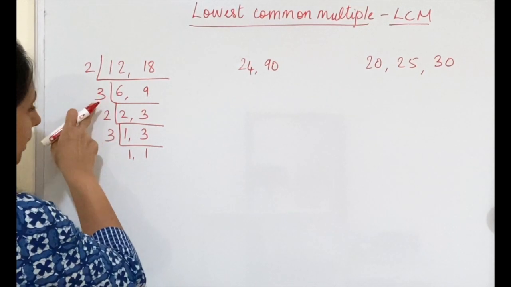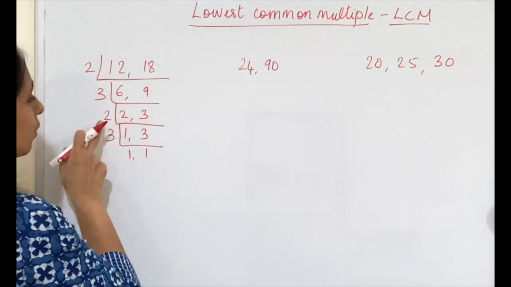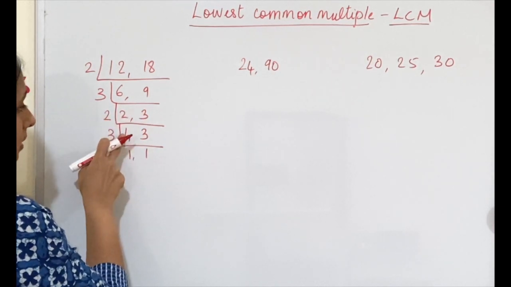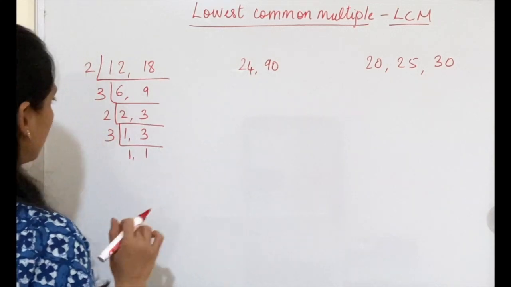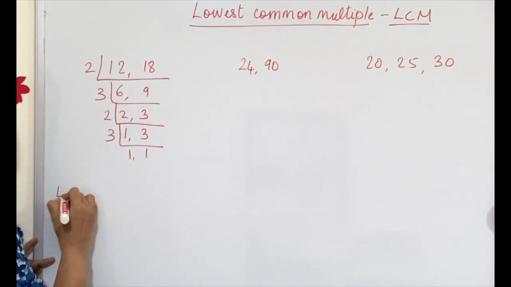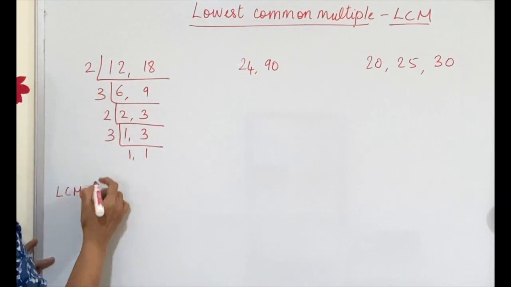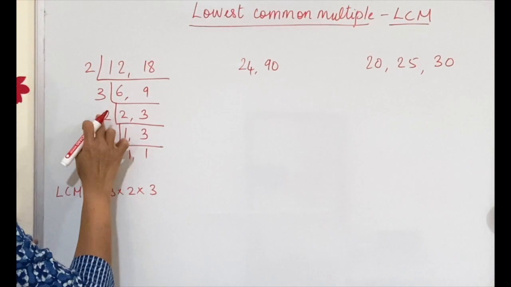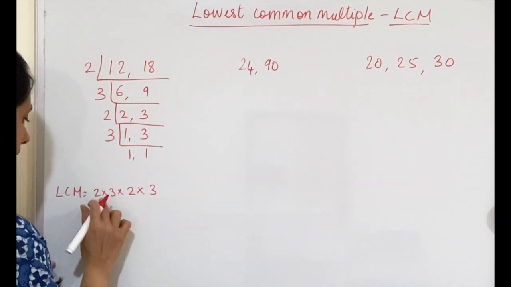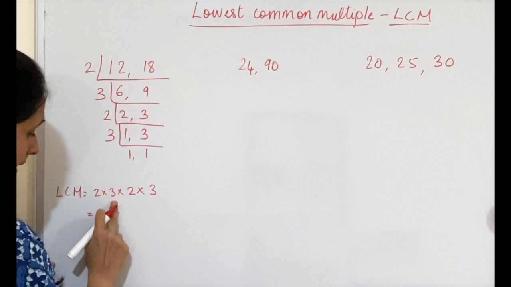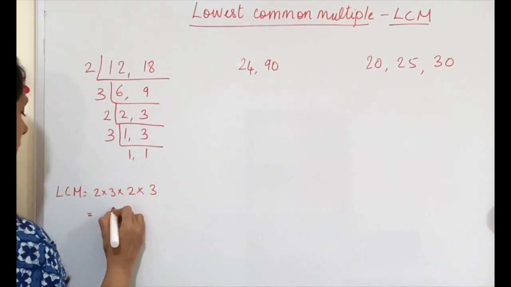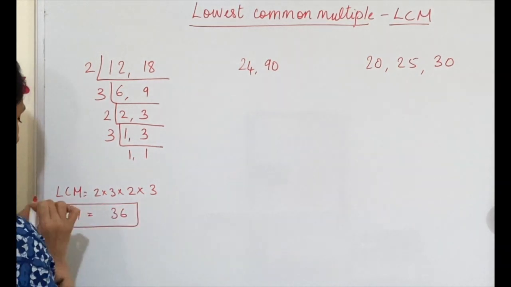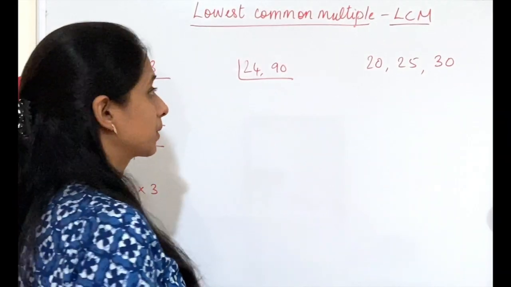Okay, so if you have a common factor for both, you will divide. If you don't have a common factor, you will keep this number as it is. You will divide the other number and write like this. Okay, done, till you have 1 and 1. So what is the LCM? 2 into 3 into 2 into 3. 2 3s are 6, 2 3s are again 6. 6 into 6, 36. Your LCM is 36.